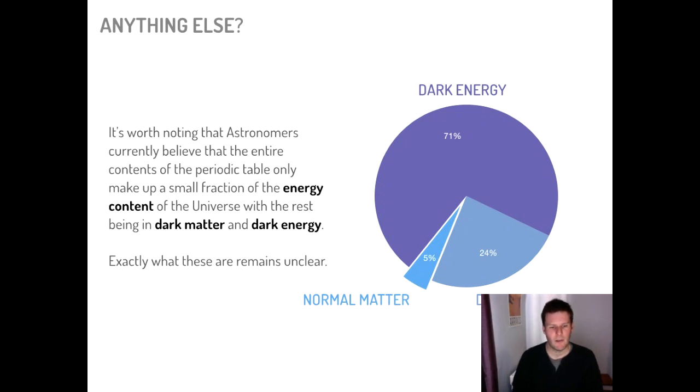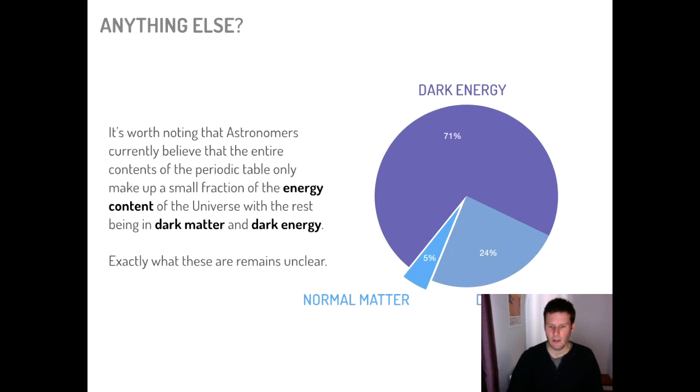So although we've now got to the position where we can explain the entire periodic table, it's worth just noting that astronomers currently believe that the entire contents of the periodic table only make up a small fraction of the energy content of the universe, with the rest being in dark matter and dark energy. Exactly what these are actually remains unclear, and this is where most of astrophysical research is concentrated these days, trying to explain what dark matter is, which appears to be a source of gravity, and then trying to explain dark energy, which is something even more mysterious, which appears to be driving an accelerated expansion of the universe. But that's perhaps a talk for another day.